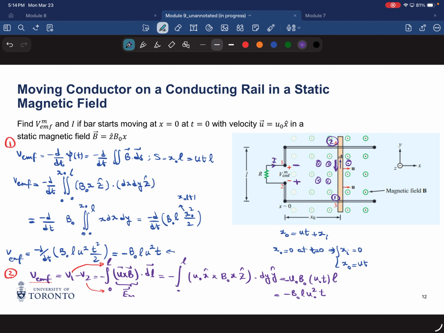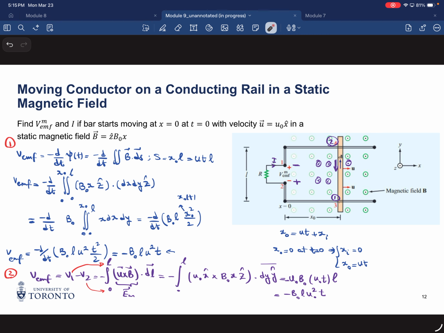That voltage difference is equal to minus the integral of E dot dl. We plug in U, we plug in B, and then we said dl is always dy y hat. The only way that we find the polarity of Vm is by the bounds of the integral. So we get exactly minus B naught L U squared t. So again, Vm is changing by time, and it should be, because as the rod is moving, the magnetic flux through the surface is going to increase linearly, which will introduce a Vm that is changing by time linearly.